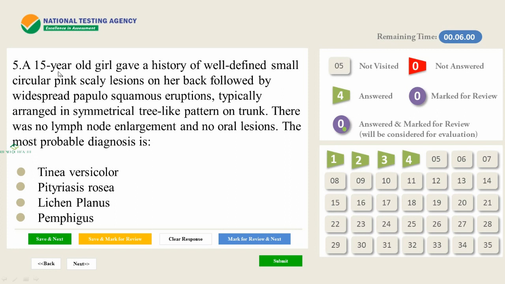And the next question: a 15-year-old girl gave a history of well-defined small circular pink scaly lesions on her back, followed by widespread papulosquamous eruptions, typically arranged in a symmetrical tree-like pattern on the trunk. There was no lymph node enlargement and no oral lesions. The most probable diagnosis is? So here, how many clues do we have? A 15-year-old girl, well-defined small circular pink scaly lesions, the location is the back, and widespread papulosquamous eruptions arranged in a symmetrical tree-like pattern on the trunk. These are very important and interesting things. So the answer is Pityriasis rosea.